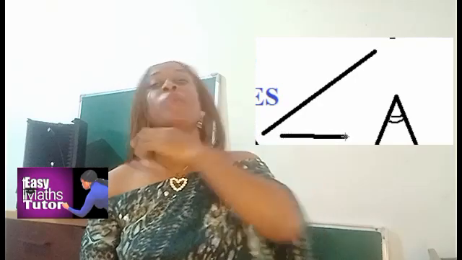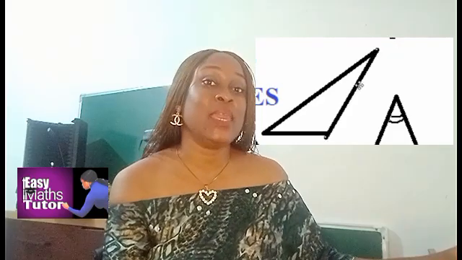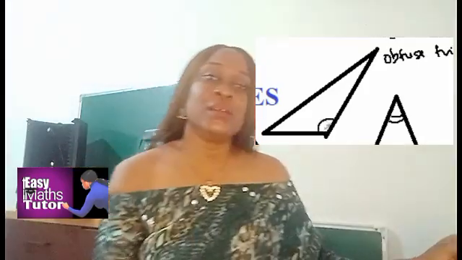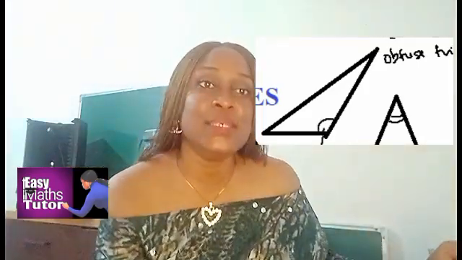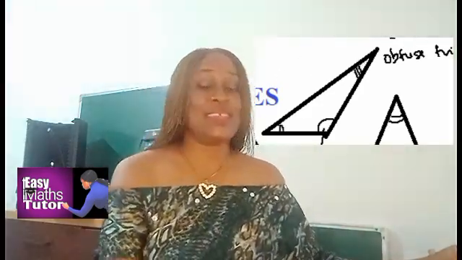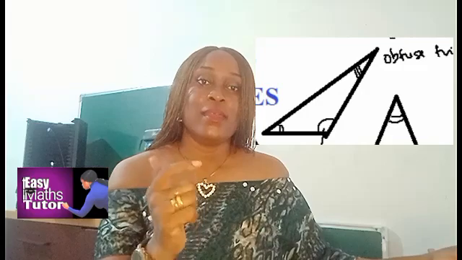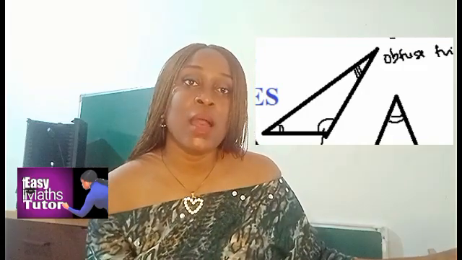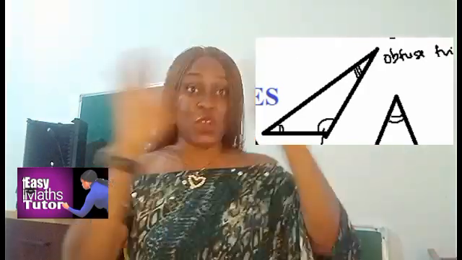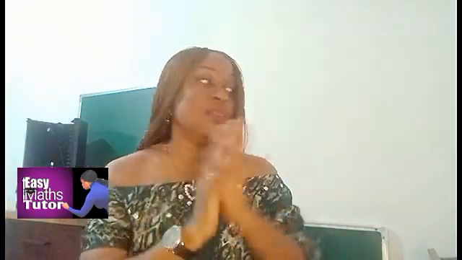And then we're going to talk about the obtuse triangle. Obtuse triangle means a triangle that bends to one side. And why does it bend to one side? Because one of the angles is greater than 90 degrees. That means the other two angles of that triangle summed together are less than 90 degrees, because we all know that the sum of angles in a triangle is 180 degrees.